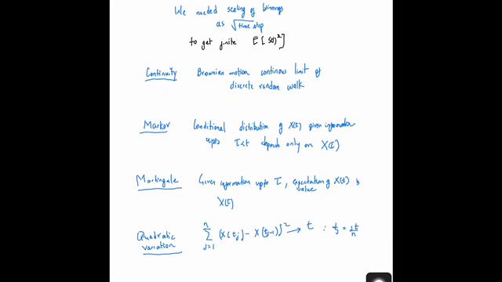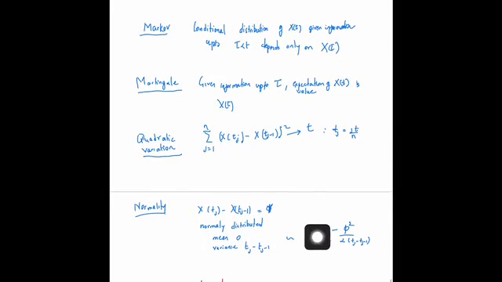Okay, next what we have is the quadratic variation, that is the summation of the term x, how it varies from one time interval to the other, squared, over n time intervals, which is basically equal to the total time interval.